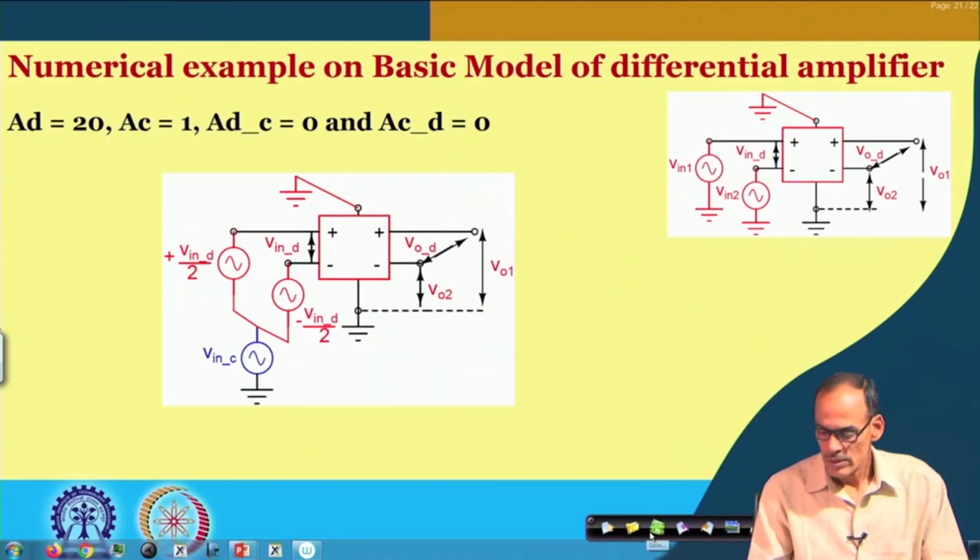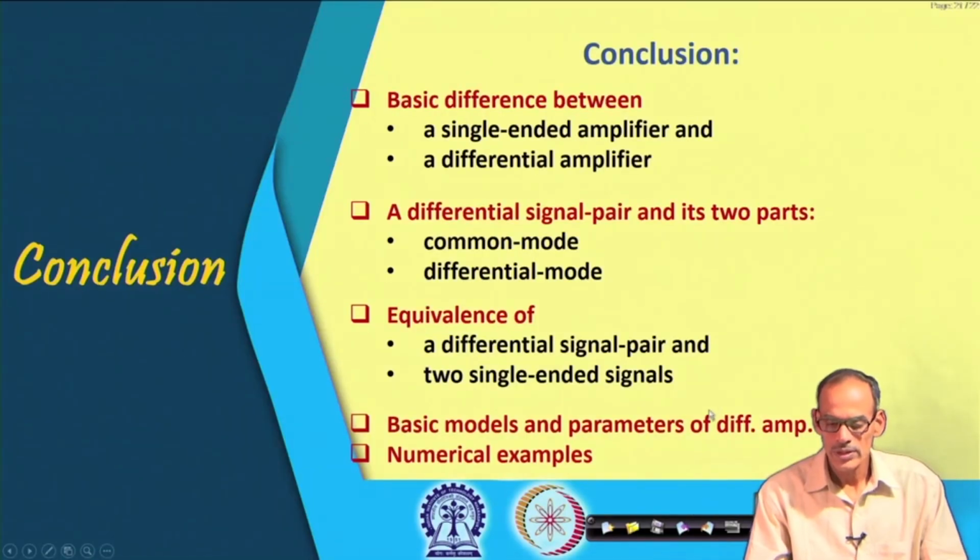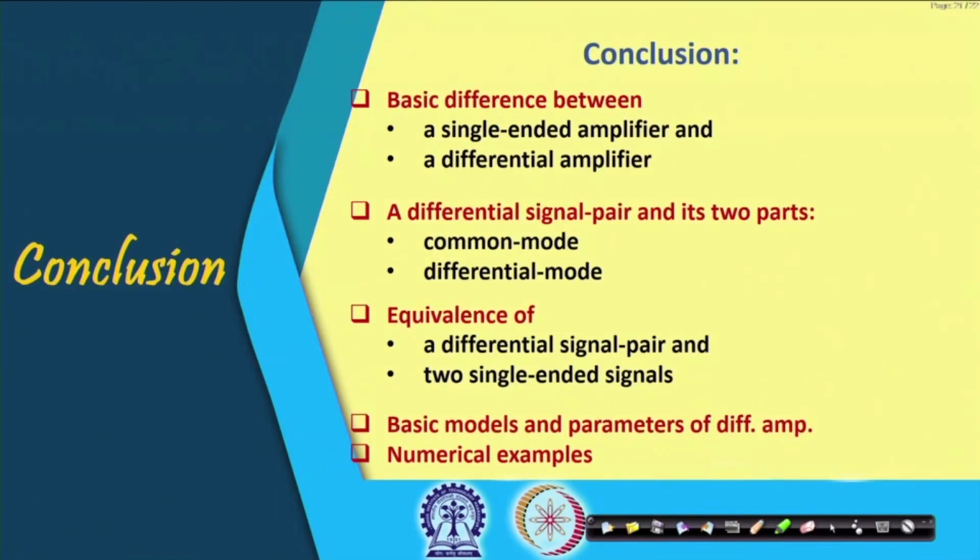I think that is all we have to cover. Then we need to conclude what we have discussed. We have compared the single ended amplifier and differential amplifier in terms of their basic operation. And while talking about the differential amplifier, we have a notion of differential signaling. It is essentially a pair of two individual signals, but it is really not just a pair of individual signals. We need to represent that pair of signals in the form of common mode part and differential part.